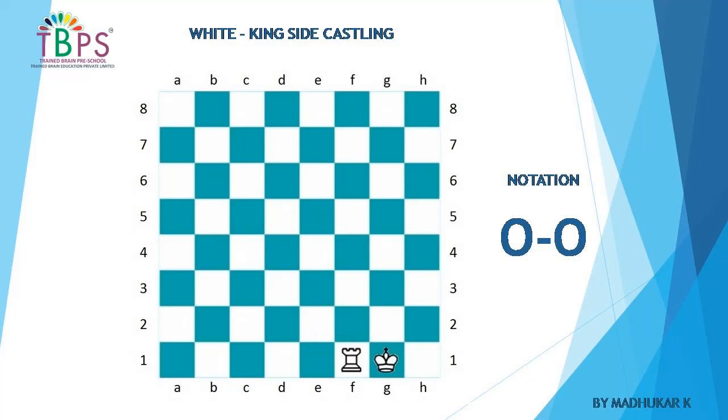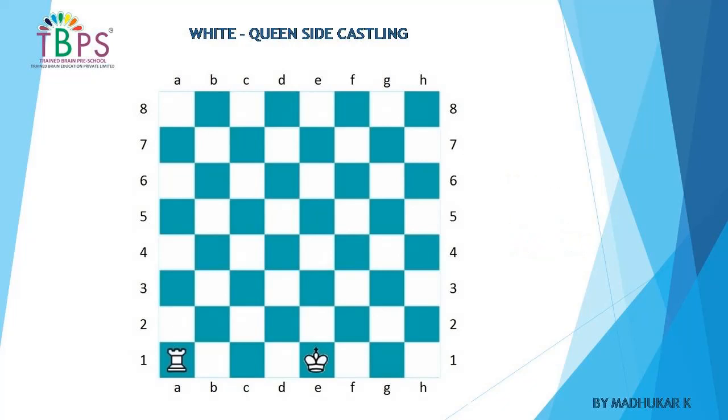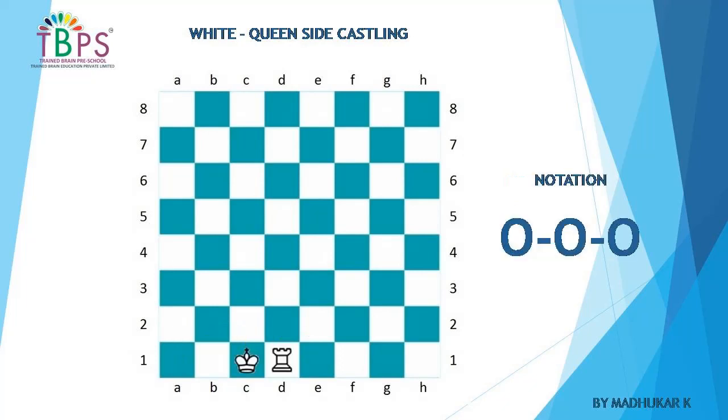For kingside castling, the notation is O-O. Now we will see how to do queenside castling. Here, the king will move 2 steps towards the left and the rook will move 3 steps towards the right. Or you can just remember the king will move 2 steps towards the rook and the rook will move 3 steps towards the king. This is how we have to do queenside castling.